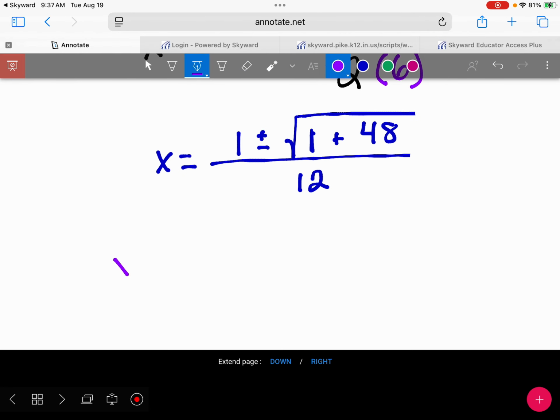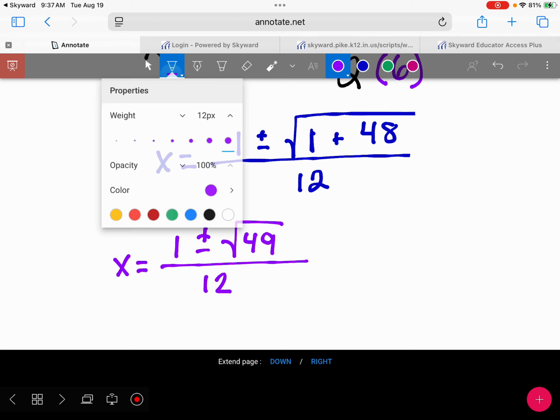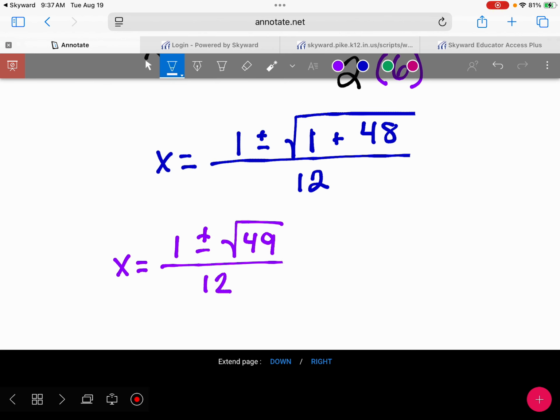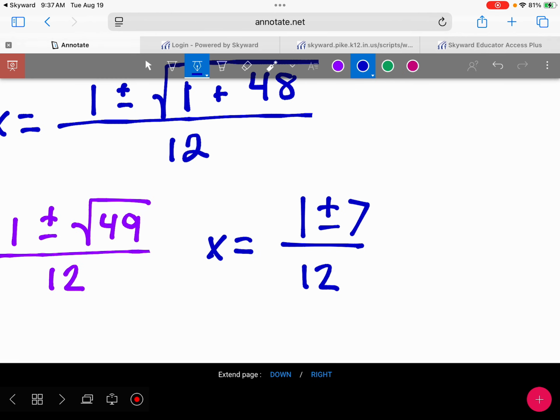Well, then I see more things we can simplify here because we have our 1 plus or minus the square root of 1 plus 48 is 49, which we do actually know. What is the square root of 49? 7. So I can keep going. We can simplify this more. X equals 1 plus or minus 7 over 12. If we have something that we can simplify, we're going to get all the way down to number answers. So we're going to split this apart. We're going to do 1 plus 7 and 1 minus 7.